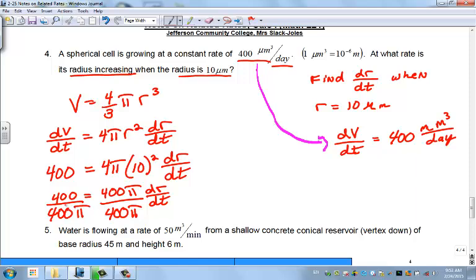And our final answer is dr dt equals 1 over pi mu meters, because radius is in the terms of mu meters, and then it's per day.